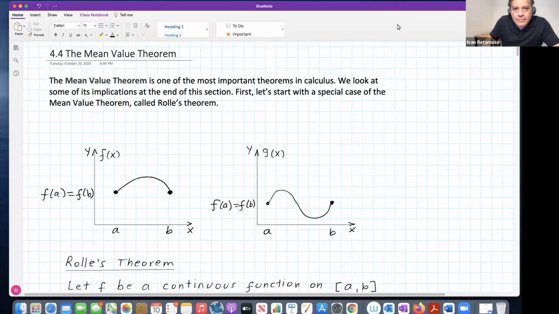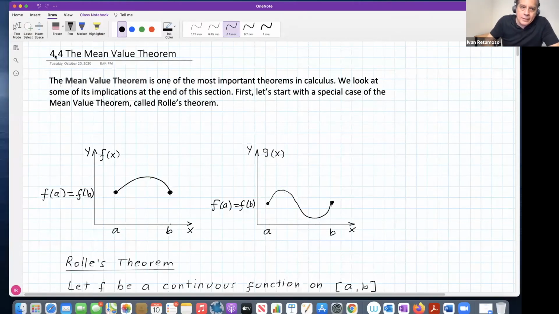Great, it's recording now. Today we're going to talk about section 4.4, the mean value theorem. The mean value theorem is one of the most important theorems in calculus. We'll look at some of its applications at the end of this section. But first, let's start with a special case of the mean value theorem called Rolle's theorem.